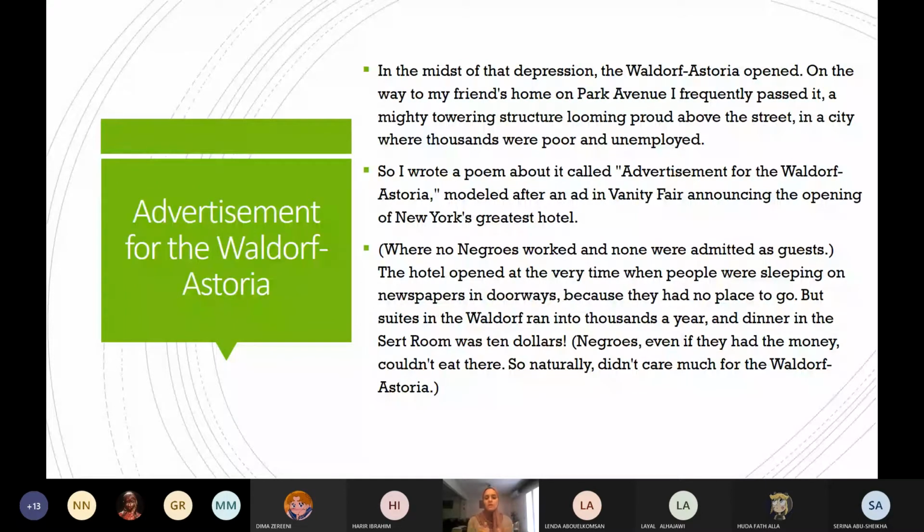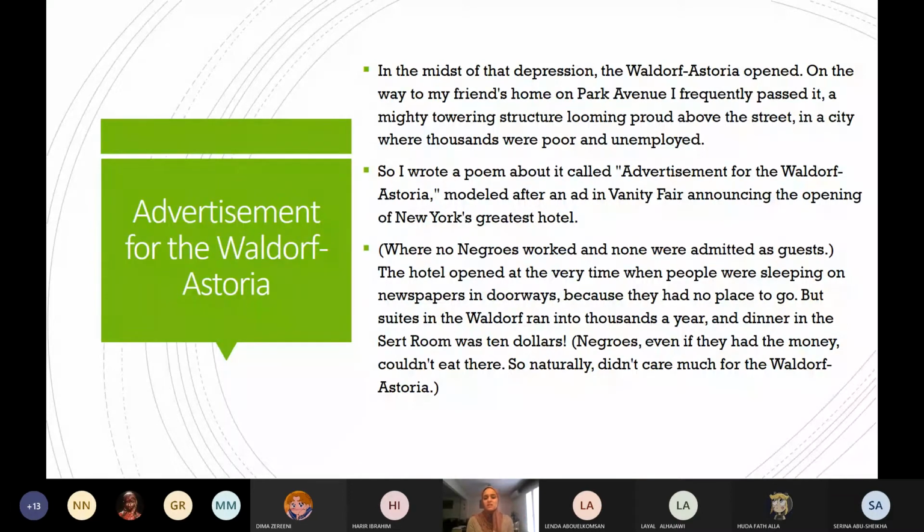Two, the hotel opened at the very time when people were sleeping on newspaper in doorways. People used to sleep on newspaper in the street, not even blankets, because they had no place to go. So there is this advertisement about this famous hotel, about this luxurious life, and people are sleeping on newspaper in the street. Suites in the Waldorf ran into thousands a year, and dinner in the third room was $10. Negroes, even if they had the money, couldn't eat there.